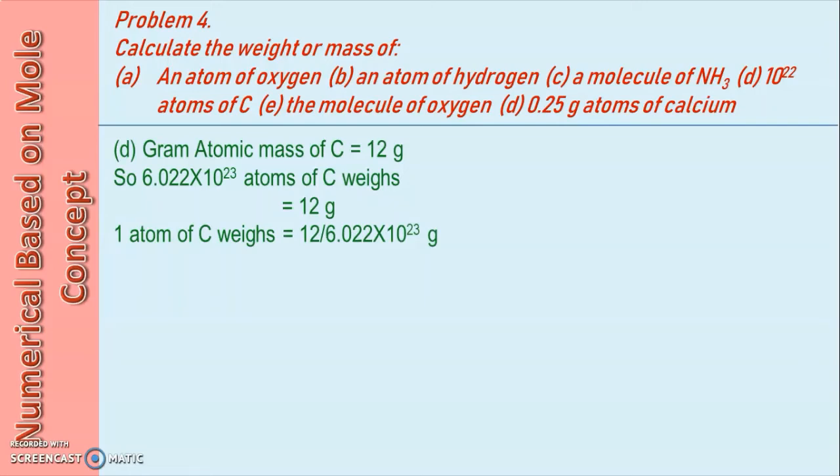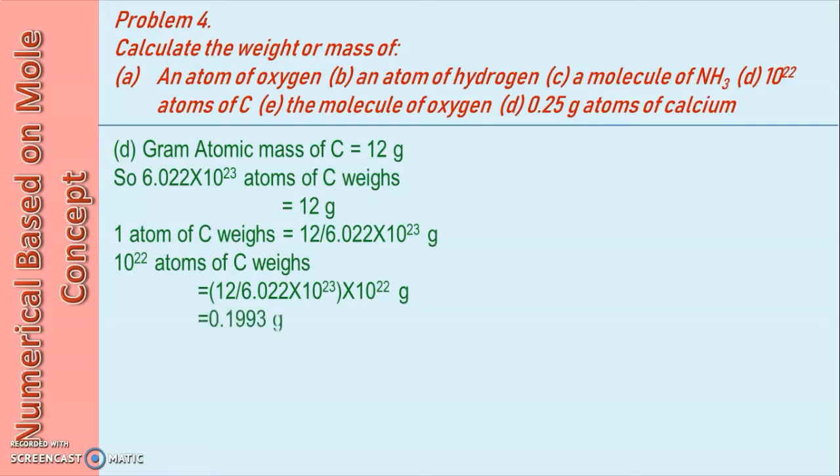So mass of 10 to the power 22 atoms of carbon, the weight will be 12 by 6.022 into 10 to the power 23 into 10 to the power 22, which will be equal to 0.1993 gram, nearly. Hence, the mass of 10 to the power 22 atoms of carbon is 0.1993 gram.